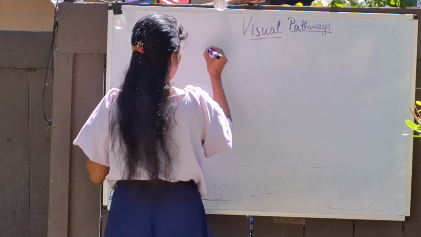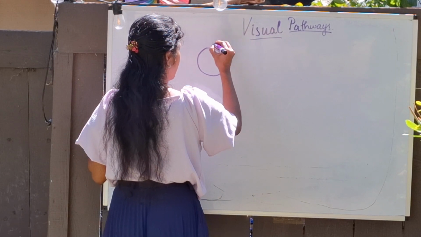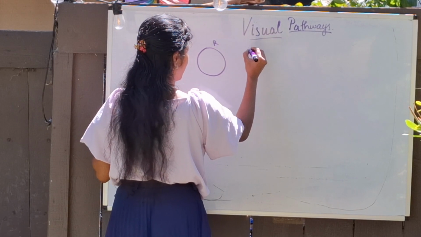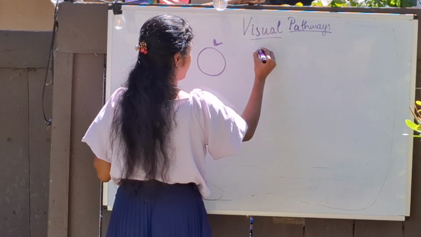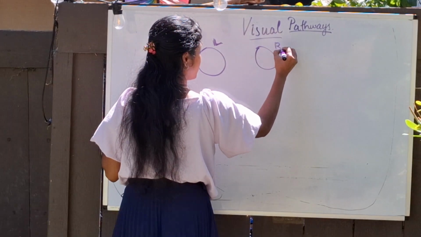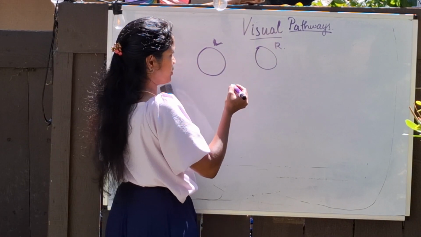So say this is the right eye. Okay, so let's have this as the left eye and this as the right eye. Right? So now what happens?